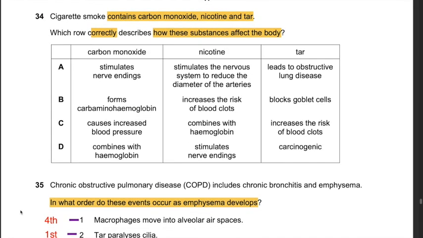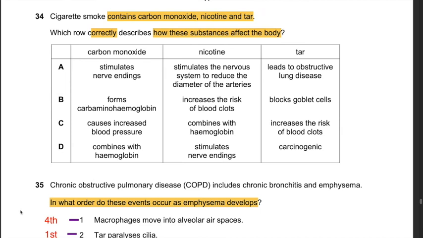Question 34. Cigarette smoke contains carbon monoxide, nicotine and tar. Which row correctly describes how these substances affect the body? If we look at answer A, carbon monoxide stimulates nerve endings. That is incorrect, as carbon monoxide doesn't have anything to do with nerve endings. If we look at option B, carbon monoxide forms carbaminohemoglobin. That is also incorrect, as carbon monoxide forms carboxyhemoglobin. If we look at answer C, carbon monoxide causes increased blood pressure. That is incorrect, as only nicotine leads to increased blood pressure.